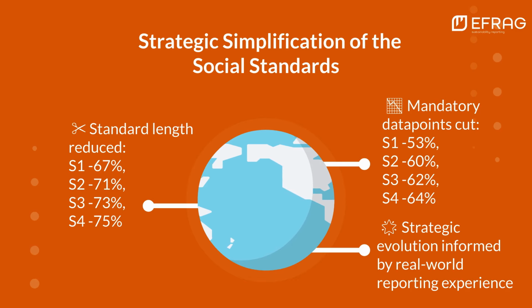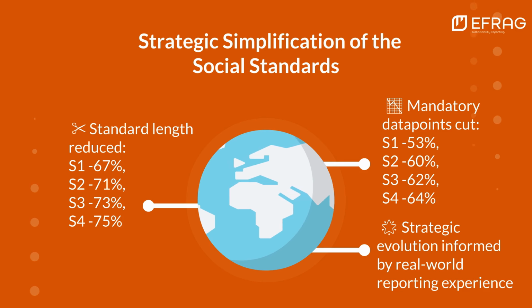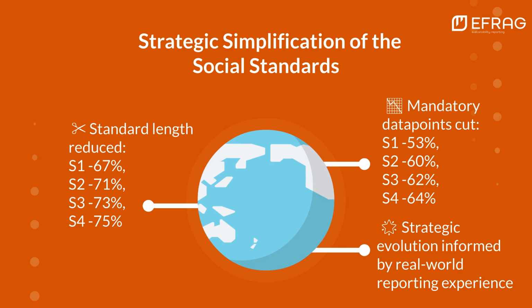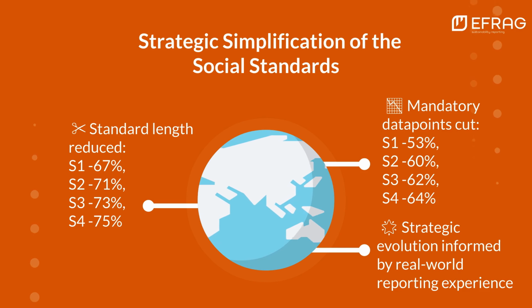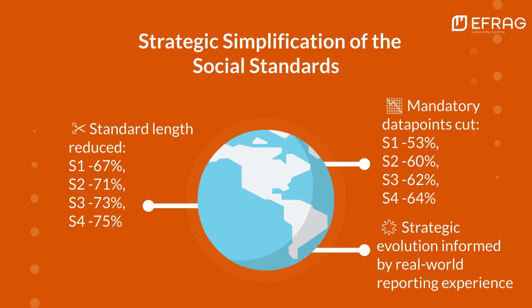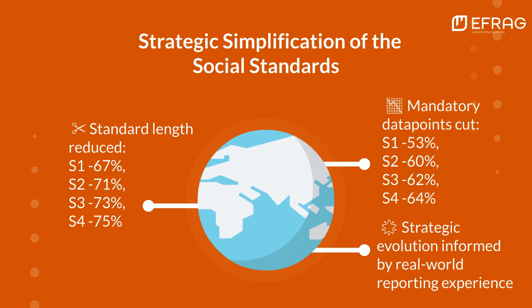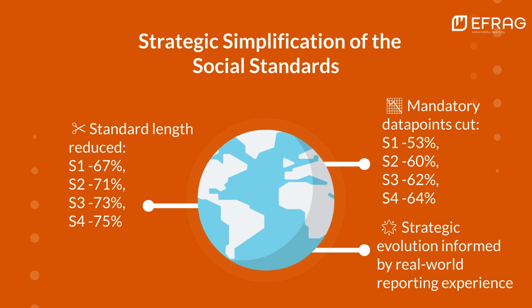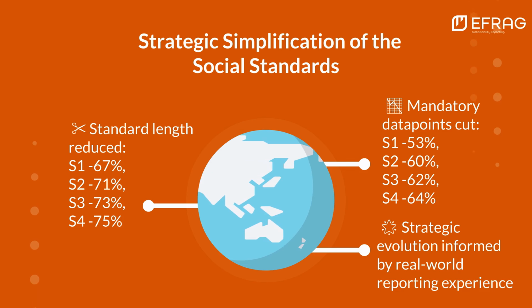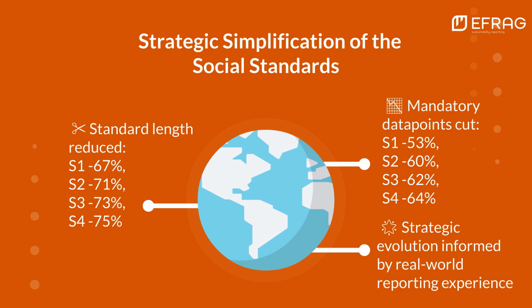Taken all together, what's the impact of the revised social standards? The word count has been reduced by 67% for ESRS S1 on own workforce, 71% for S2 on workers in the value chain, 73% for S3 on affected communities, and 75% for S4 on consumers and end users, in line with the omnibus proposals. There's also been a major cut in mandatory data points, down by 53% in S1, 60% in S2, 62% in S3, and 64% in S4.